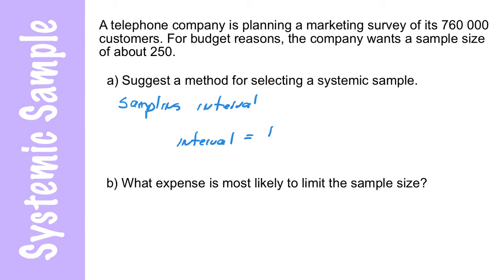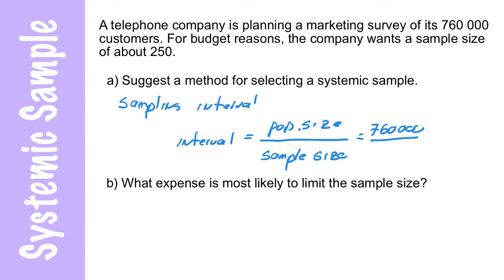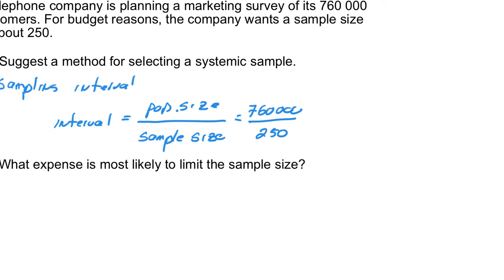is going to equal the population size divided by the sample size. So in this case, 760,000 divided by 250. So that turns out to be 3,040.